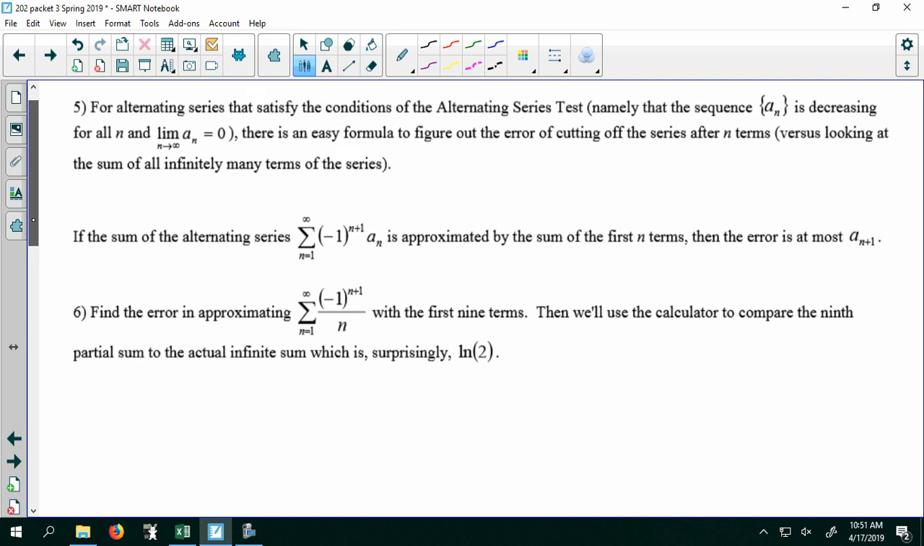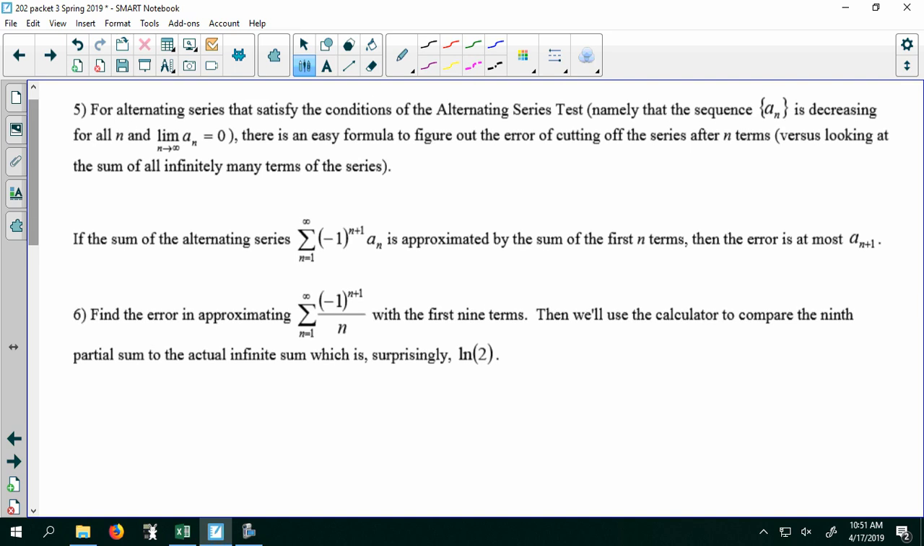Okay, so for alternating series that satisfy the conditions of the alternating series test, namely that the sequence is decreasing for all n and that the limit is 0, there is an easy formula to figure out the error of cutting off the series after n terms versus looking at the sum of all infinitely many terms of the series. So it's just the next term in the list that's missing.